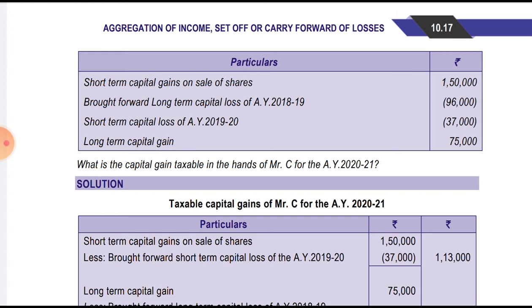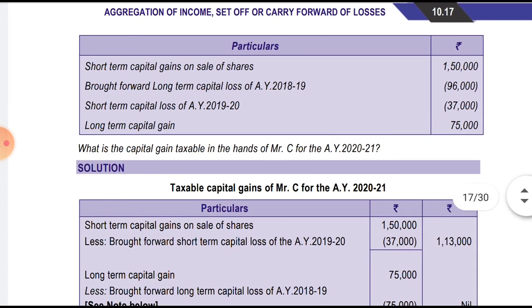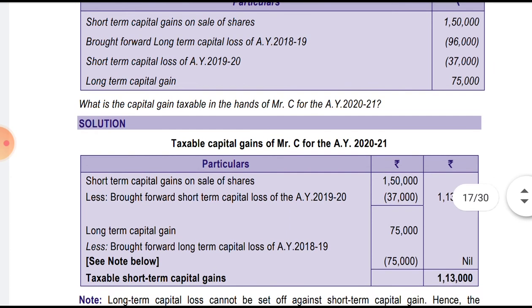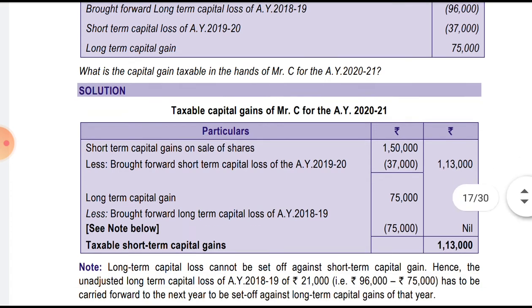Long-term capital loss can only be set off against long-term capital gain, so this we will keep aside. Short-term capital loss can be set off against the short-term capital gain, that is against 1,50,000 rupees, and long-term capital gain. That 96,000 can be set off against this income, and the balance will be carried forward. It is the simplest question. 1,50,000 minus 37,000 for short term, and for long term, the 96,000 can be set off against the 75,000 income, and the balance, that is 96 minus 75, will be carried forward.